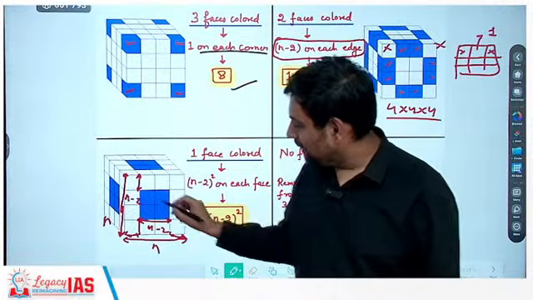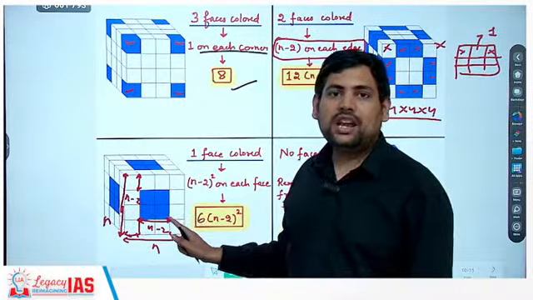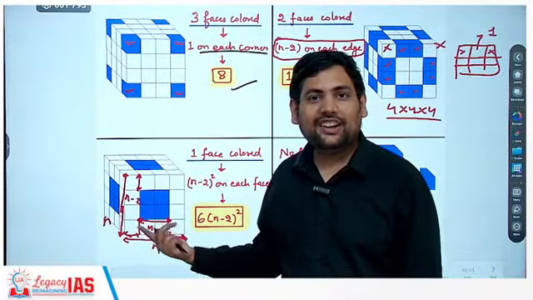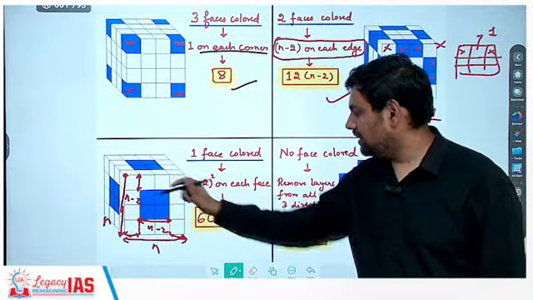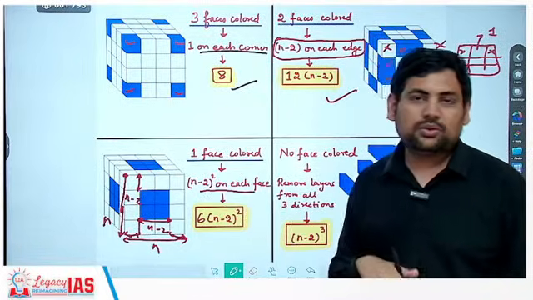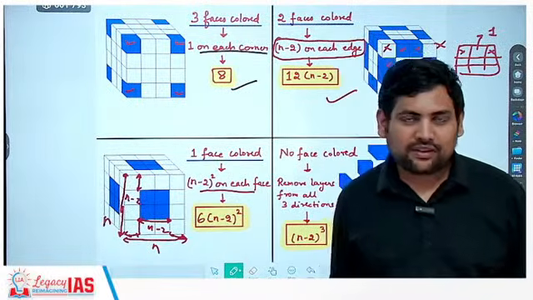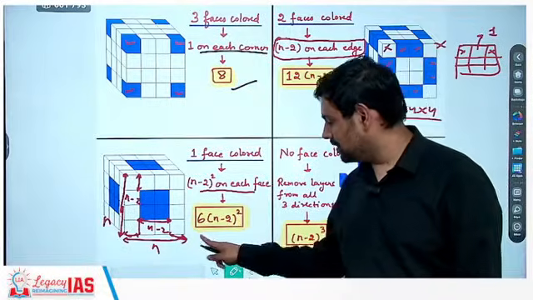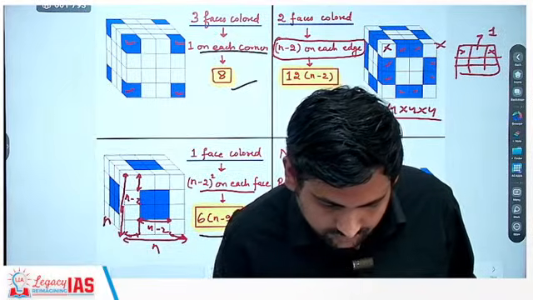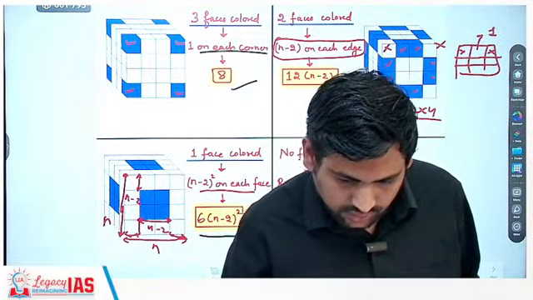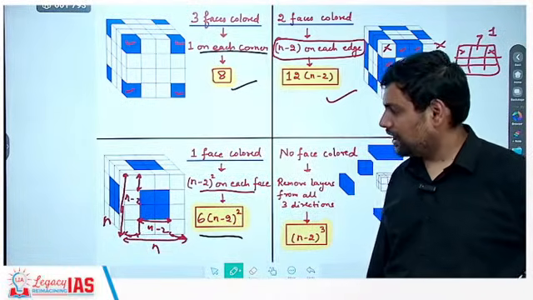So for this particular square, the side lengths are n minus 2 and n minus 2. Ultimately what is the area? N minus 2 whole square. So that means on each face it is n minus 2 whole square. On each face, if it is n minus 2 whole square, how many faces do you have? You have 6 faces. So it becomes 6 into n minus 2 whole square.